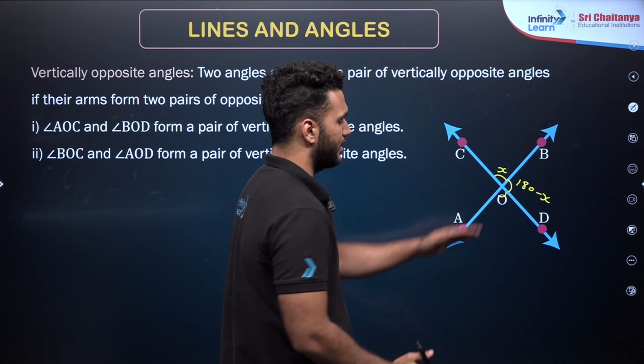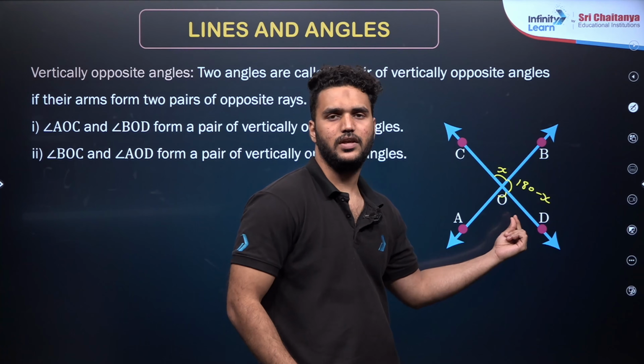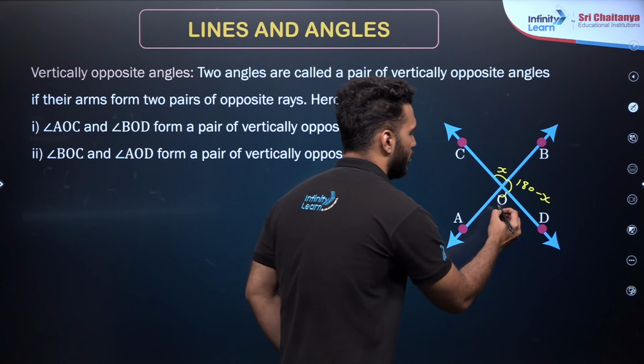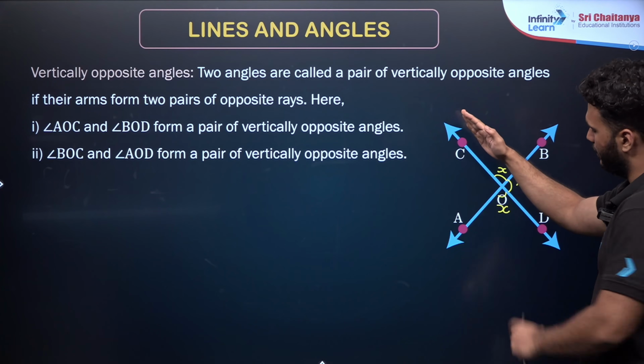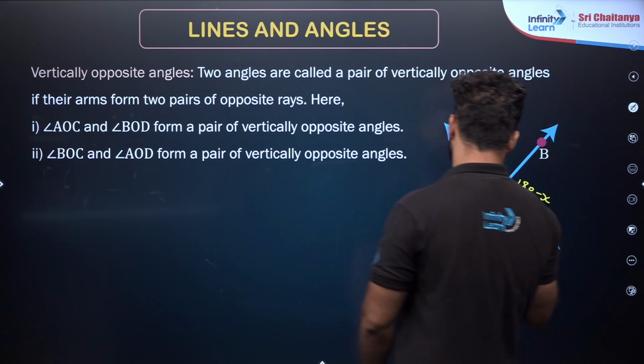Now this is a straight line. If this is 180 minus x, then if you add this angle and this angle, you should get 180. Then this must be x. Now consider this as a straight line. Then this is x, so this angle must be 180 minus x.